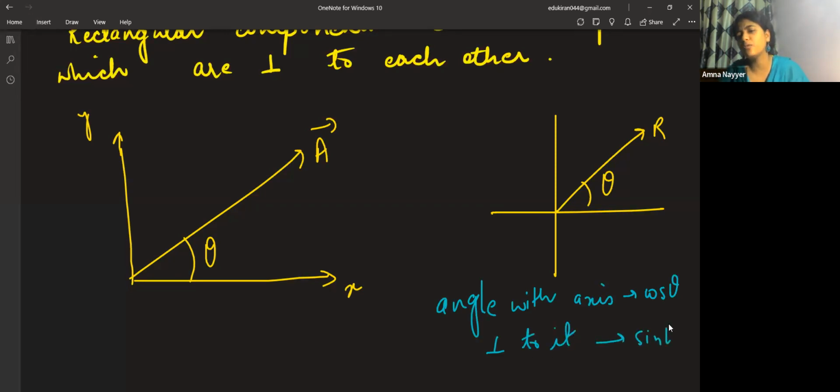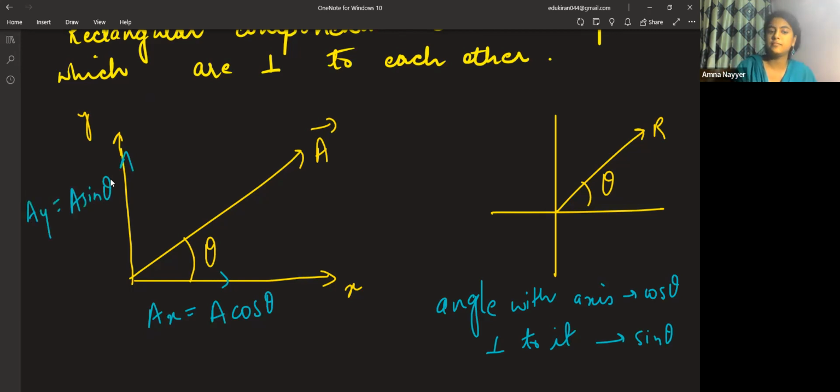This is just the rule of your resolution of vectors. Angle with the axis, which is the axis and which is the angle? This is the angle, and is it with x axis or y axis? We can clearly see this is with x axis. So this becomes a cos theta. This is the component of A along x. What about y? Now the next one, Ay will become a sine theta. This is how you resolve the vectors. If you have this resultant, this becomes r cos theta, this becomes r sine theta. This is how we have to solve the vectors.